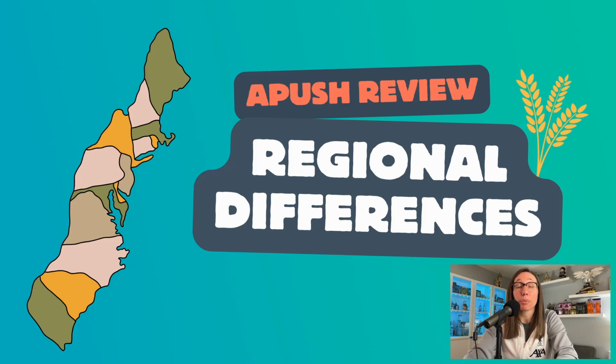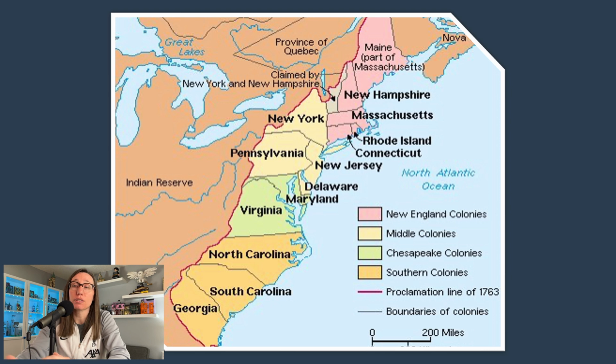Hey everyone, today I'm going to talk about the regional differences of the English colonies. So, if you look at this map here, you can see in the north we have the New England colonies. There's Massachusetts and Rhode Island, they're in pink.